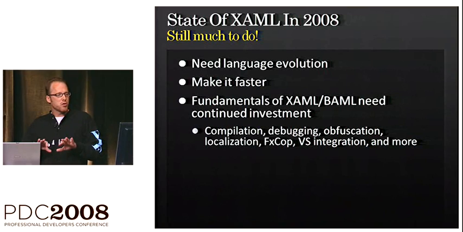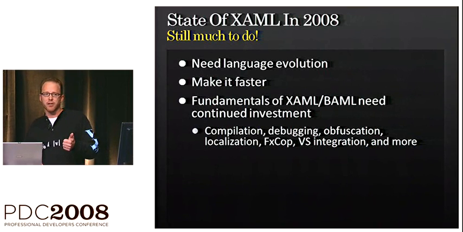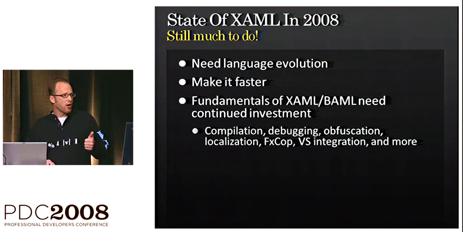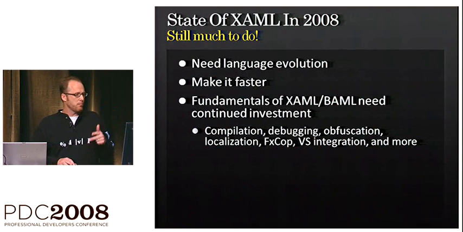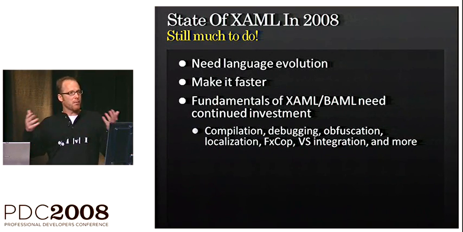So we're going to continue to invest in these areas to make sure that the compilers have better error experiences. We catch more errors, we tell you about them, and we make it easier to build and debug things. We're going to work with the obfuscation vendors to give them the API so that they can actually let you obfuscate your assemblies and change the type names in the BAML as well so that your application can still run.